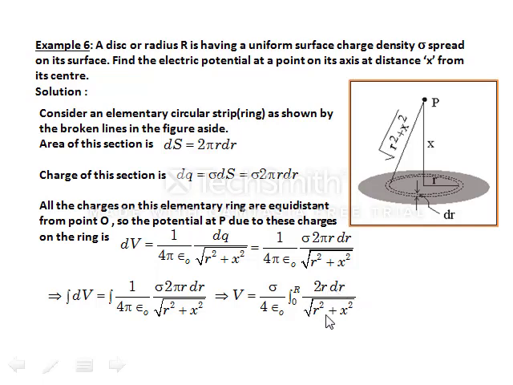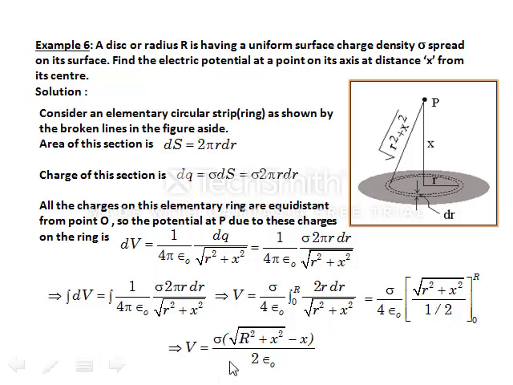For integrating it, we may apply method of substitution. We can substitute this r square plus x square as something, and x is a constant. Anyhow, on integrating, you'll have the result. This is the result of integration of this part. Now substitute the limits and you'll have the value. This is how to proceed for calculation of potential in this particular problem. Let's proceed to another one.